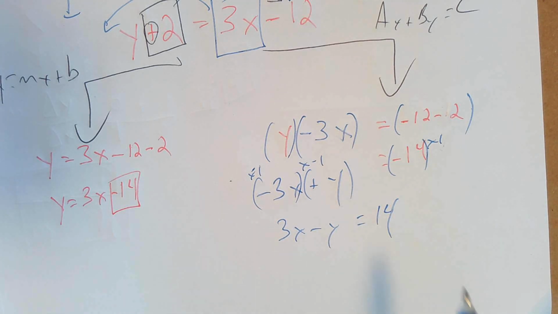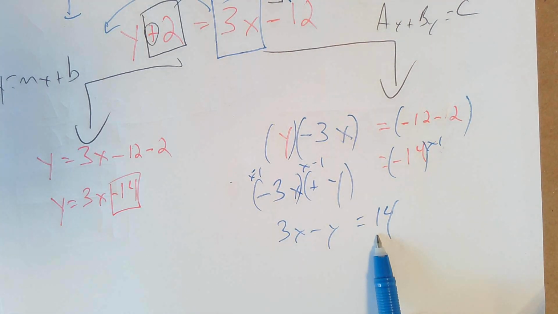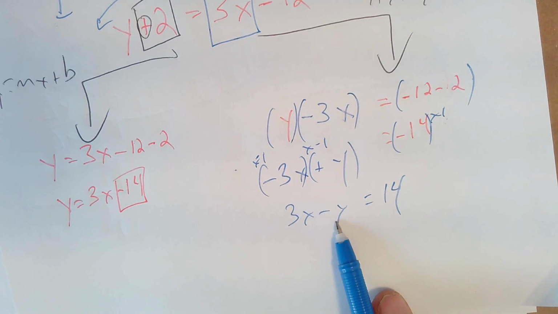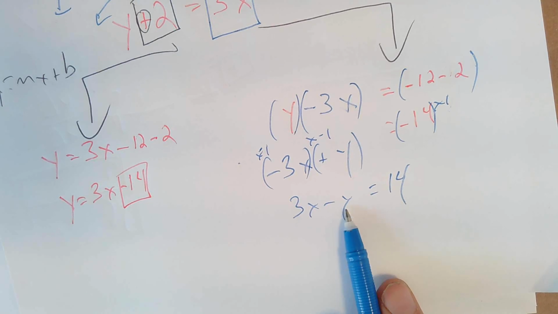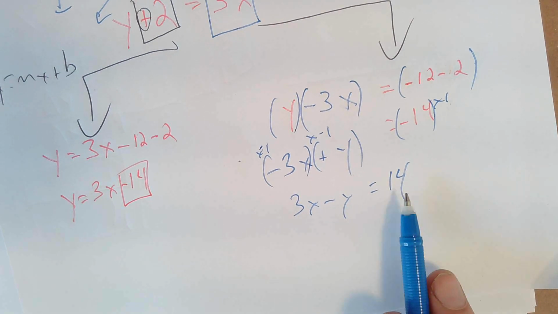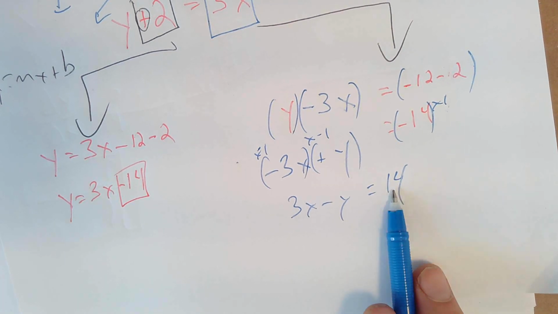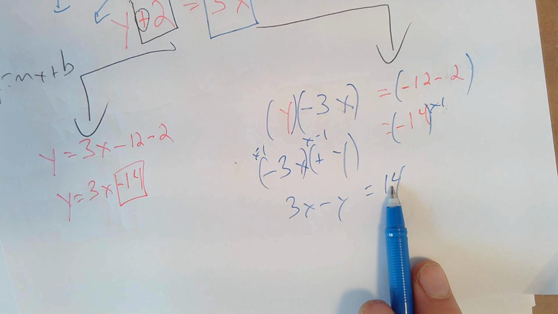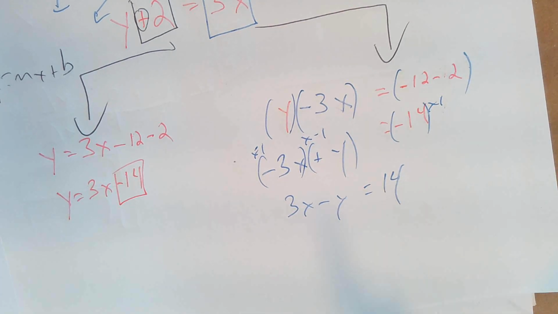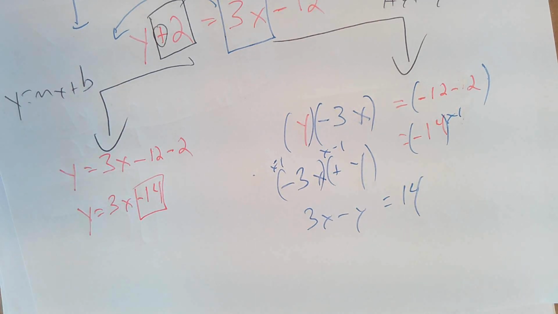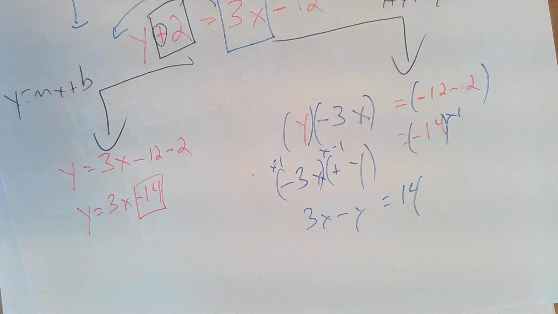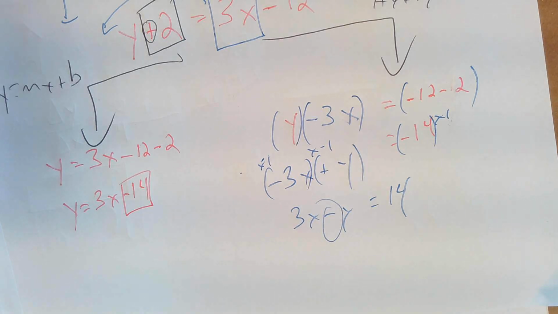So something to notice here, as long as y is 1 on this side, right? The constant over here is going to be the absolute value of the y-intercept. There's more to it than that. You have to evaluate the sign of that.